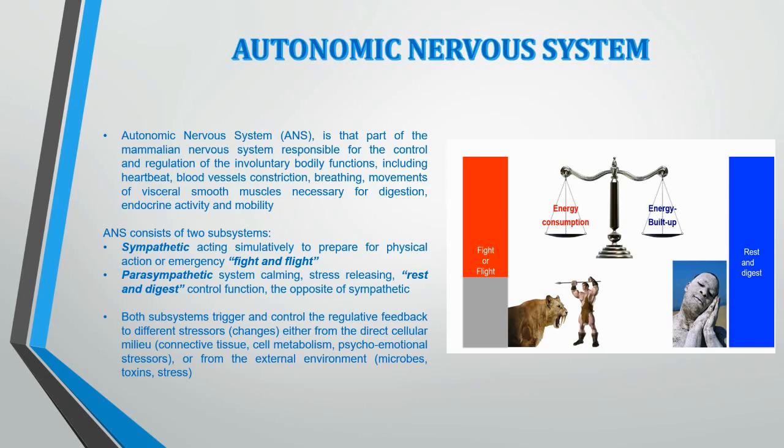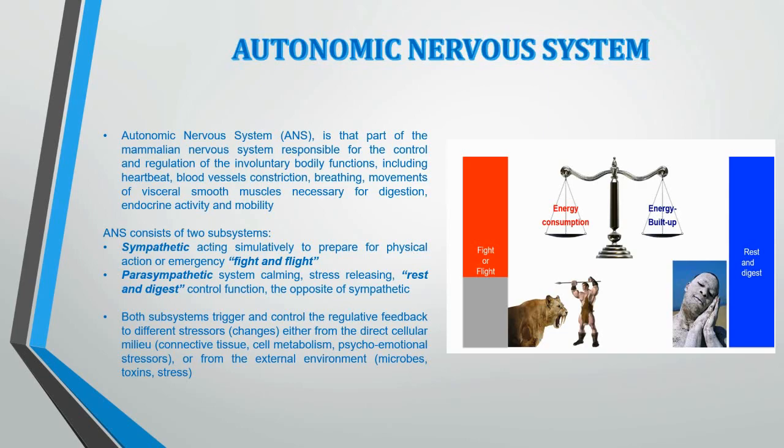And the ANS consists of 2 subsystems, the sympathetic and the parasympathetic, whereby the sympathetic acts stimulatively to prepare for physical action or emergencies, or the fight and flight reaction, and the parasympathetic system calms, is stress releasing, and is for the so-called rest and digest control function. So they both act together antagonistically, so one activates and the other one comes down.